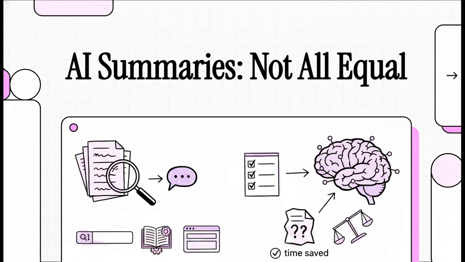Let's be real. AI summaries are everywhere now, right? They're in our search engines, our research tools, even our web browsers. And they all make this big promise to save us a ton of time by boiling down long, complicated stuff into just the key points. But here's the thing. They don't all work the same way, not even close.